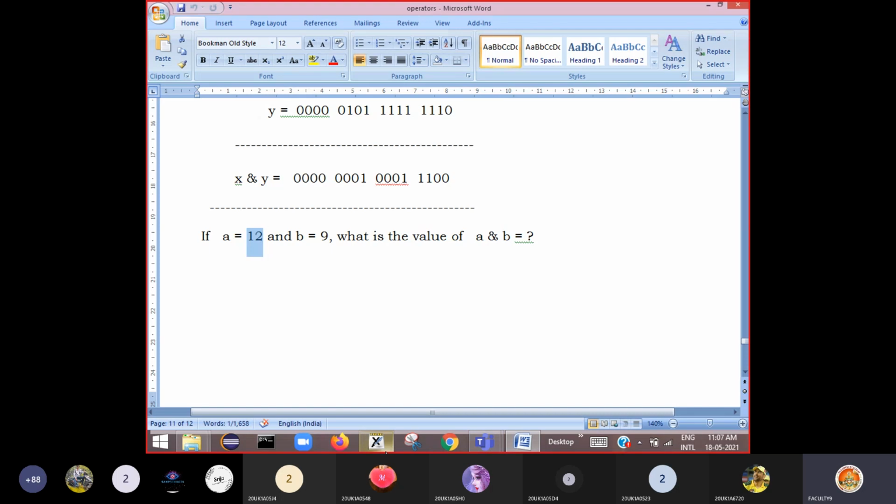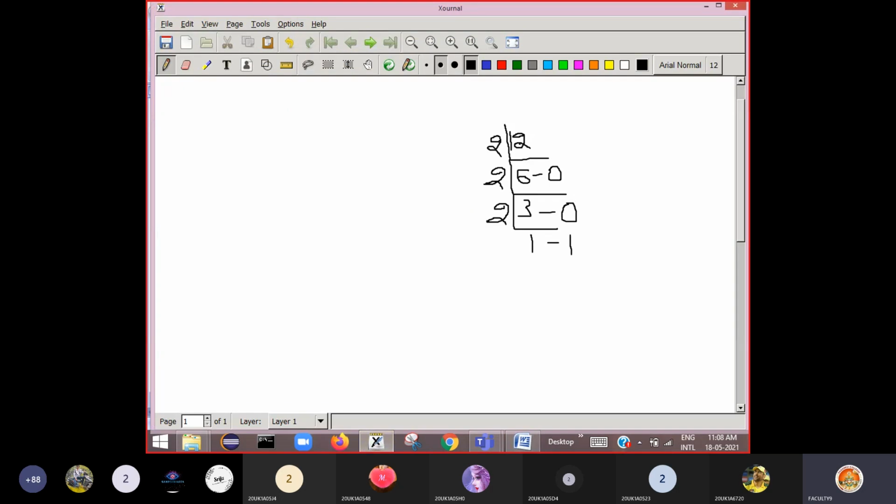So how to convert the decimal into binary form? You go on dividing the given number by 2. So 2 sixes are 12, remainder 0. Then again divide 6 by 2. 2 threes are 6, remainder 0. 2 ones are 2, remainder 1. Okay, so then write the remainders from bottom to top. So in this direction you have to write the remainders. So this will become 1 1 0 0. The binary representation of 12 is 1 1 0 0.